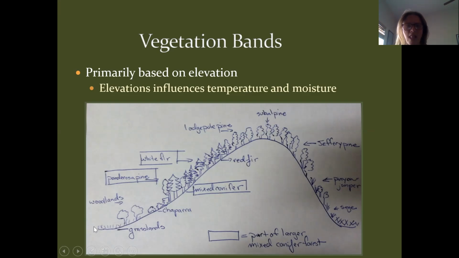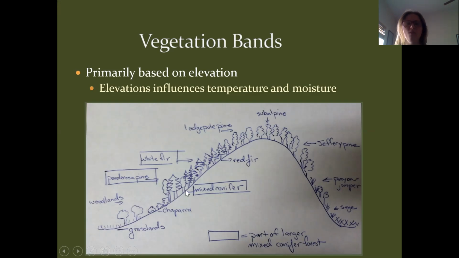So way down in the valley, we have grassland vegetation that we've all seen as we drive through it, and then that starts to be mixed in with scattered oaks. And then as we move up higher, we start to get into chaparral vegetation with manzanita and chamise and ceanothus. And then as we go farther, we start to get into gray pine and then ponderosa pine. And then we start to get into mixed conifer.